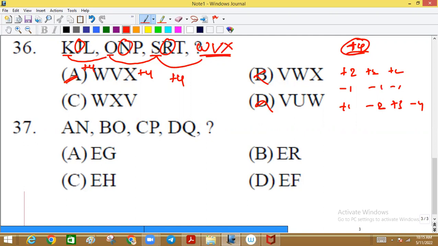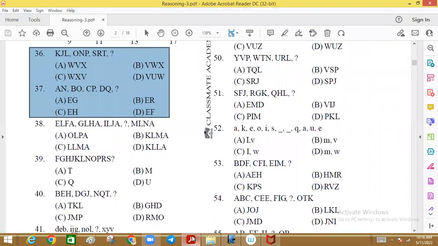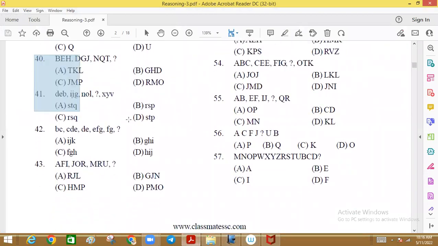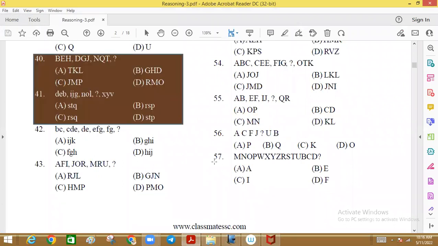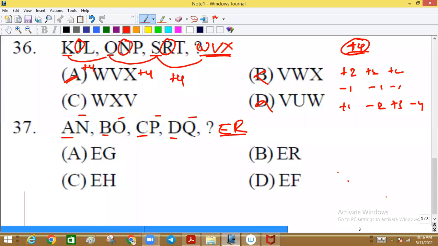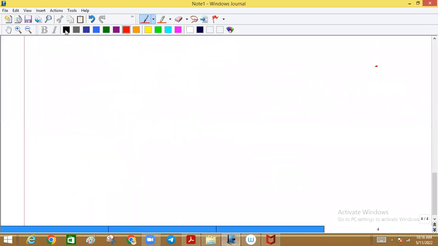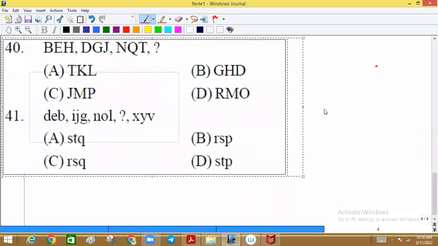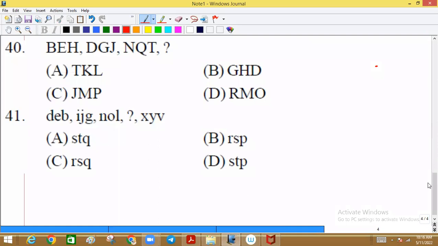Now you come to 37, it's still very easy. A, B, C, D, obviously E. N, O, P, Q, R. So ER. It's very easy. Try to answer.